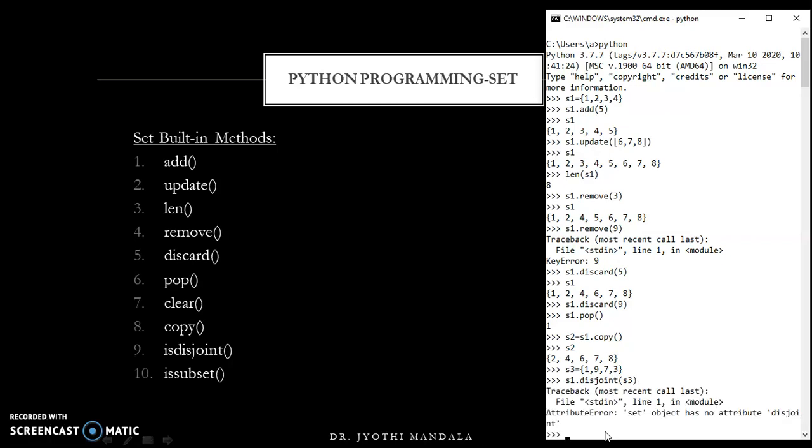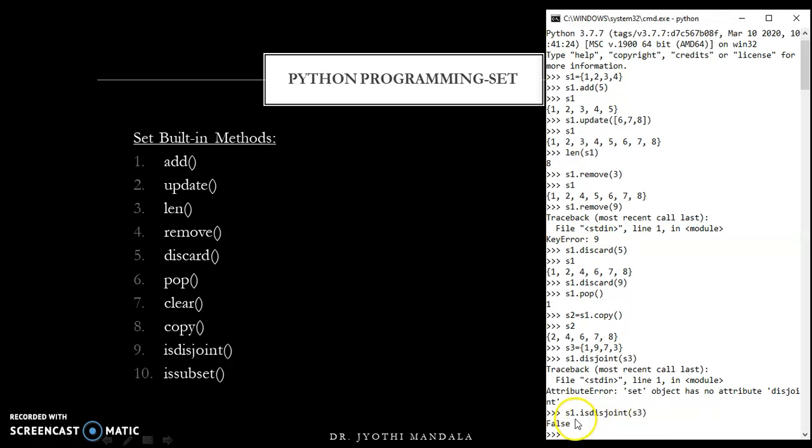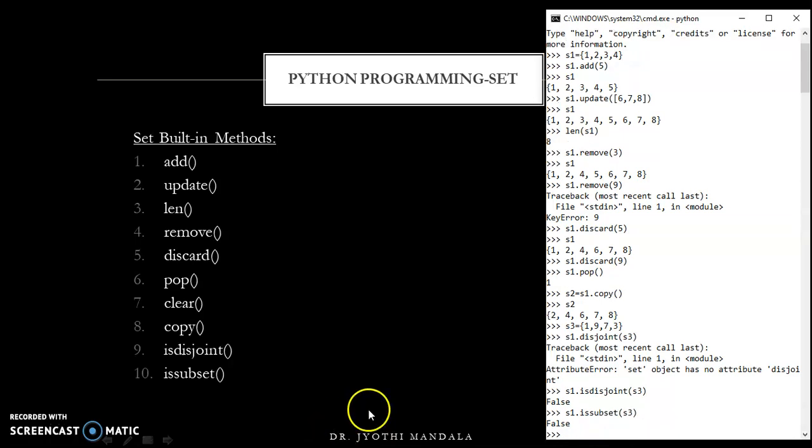When we get true... here I am getting an error. Observe here, we need to write isdisjoint. Okay, we'll get a false value. Similarly, issubset is also used. Issubset is used to check whether the elements of S1 are a subset of S2 or not. If it is a subset, you will get a true value. If it is not a subset, we will get a false value.